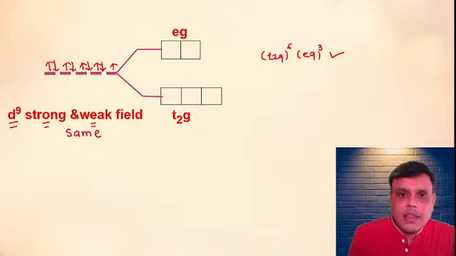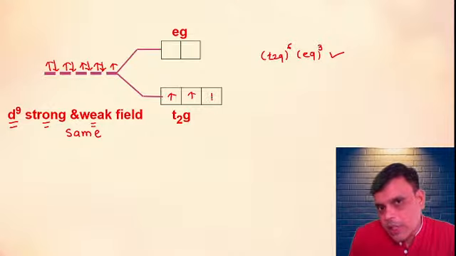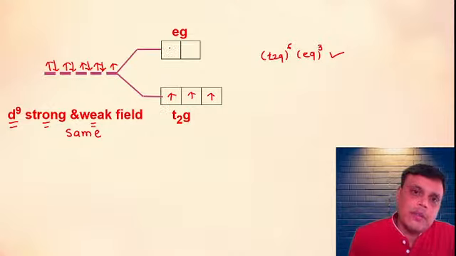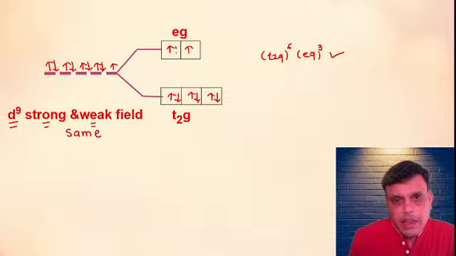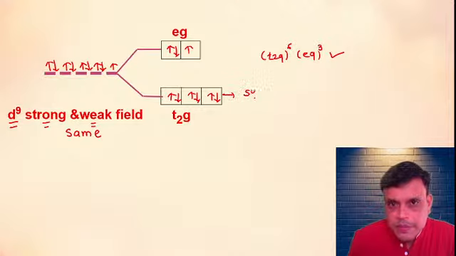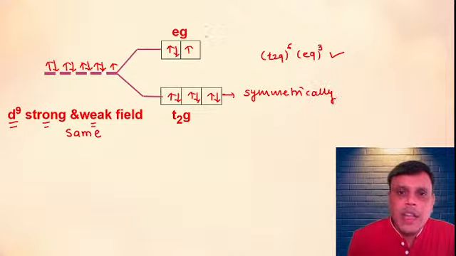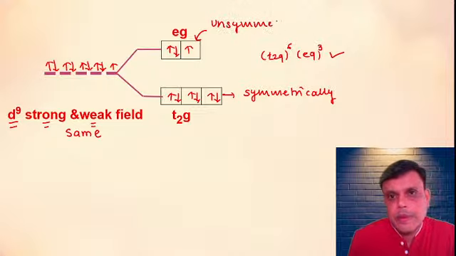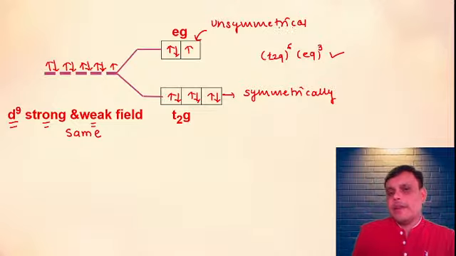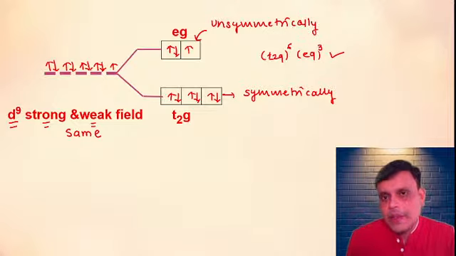Now let us see how the electronic configuration comes according to the rule. The first electron will go into the T2G orbital, then we fill the fourth electron in EG, then sixth, 7, 8 and 9. So T2G6 and EG3. So T2G is symmetrically filled and EG is unsymmetrically filled. ठीक है, अंडरस्टूड.